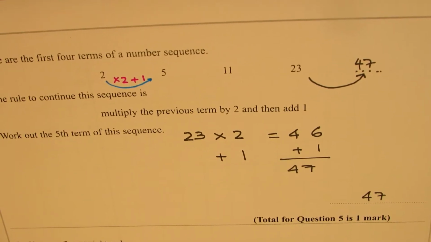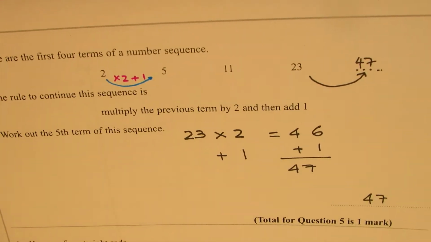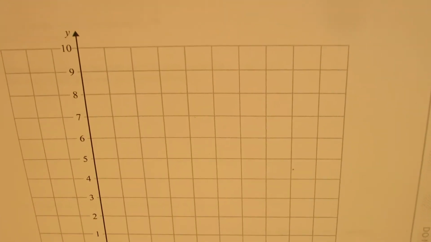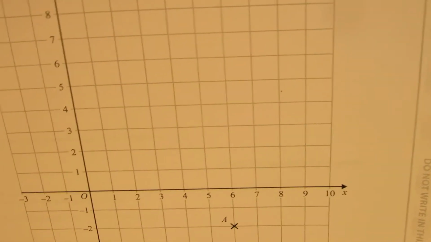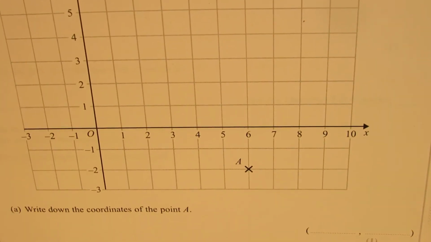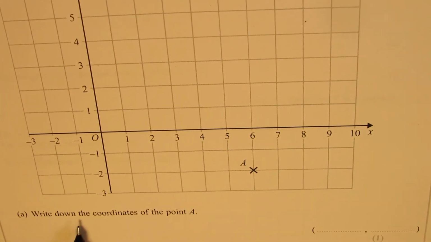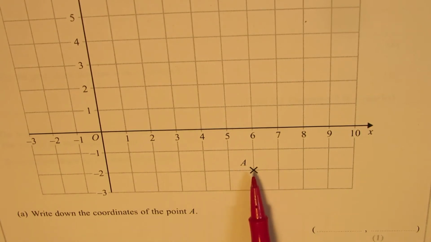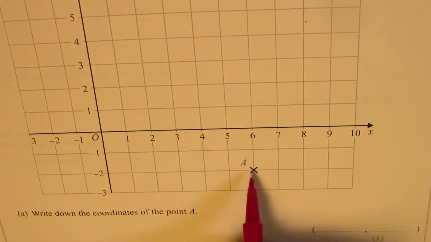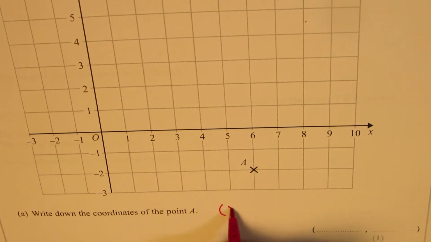Let's move on and take the next question, which is question number 7. Well, here is a grid and we have a point mentioned, which is point A. The question here is, write down the coordinates of point A. That's it. So always write the x value first. That means something like x comma y. That's what we have to write.